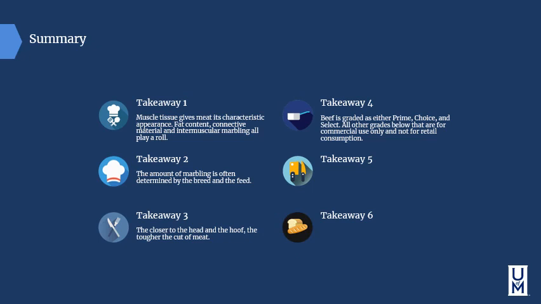The way I remember this is prime is, well, prime. If we can't get prime, we choose choice. And if we can't get choice, we have to select. Dry aging reduces the moisture content, tenderizes, and intensifies the flavor. And the cooking method to use depends on the tenderness of the meat.